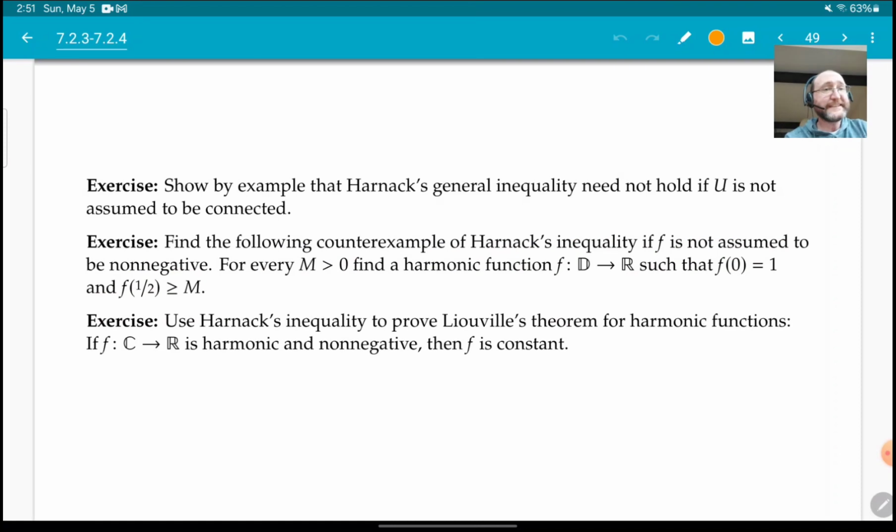Now, the next thing, maybe a somewhat more interesting exercise: use Harnack's inequality to prove Liouville's theorem for harmonic functions. Remember that the analog of bounded is non-negative, right? So what it says is that if we have a harmonic function defined on the entire complex plane and it's non-negative, then it's constant, right? That's Liouville's theorem. And you can use Harnack's inequality to prove it.